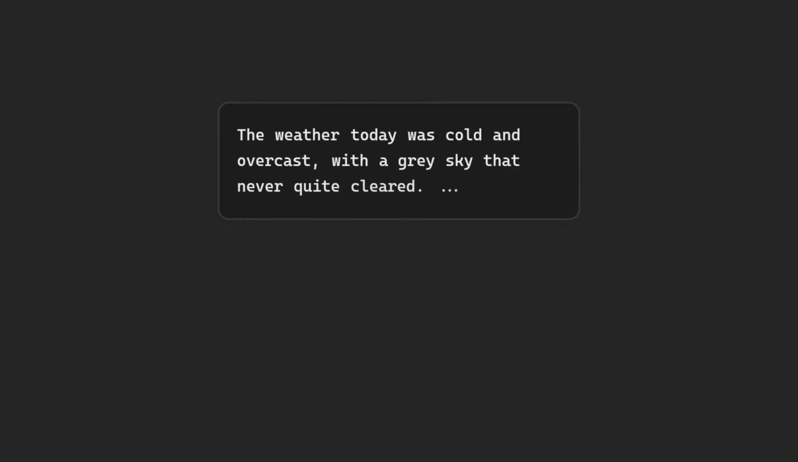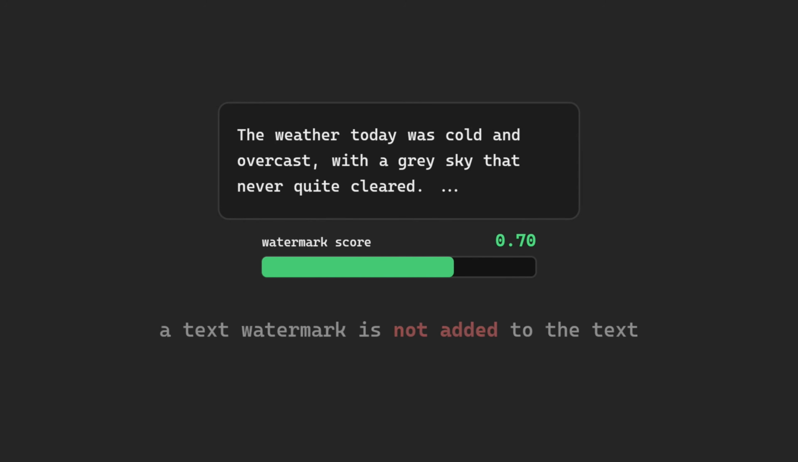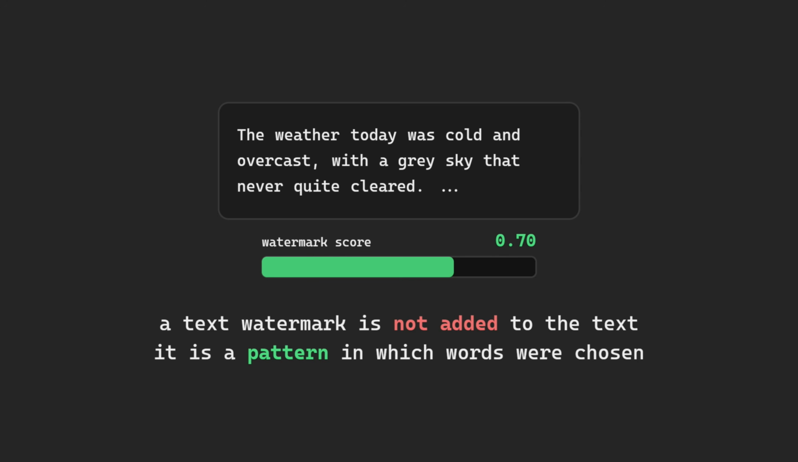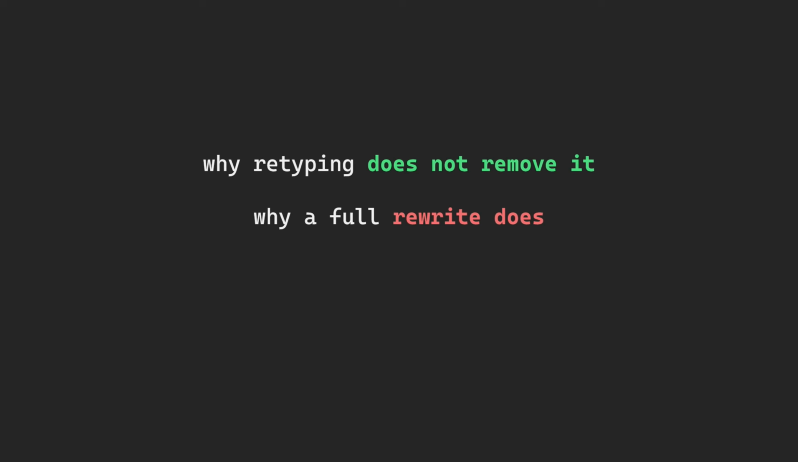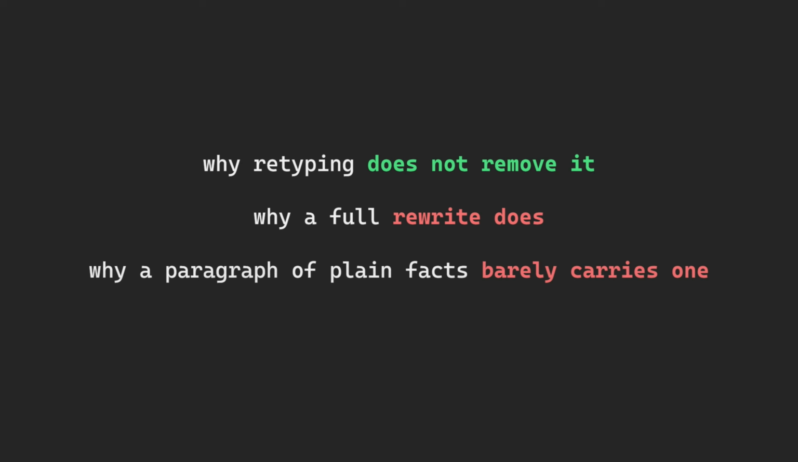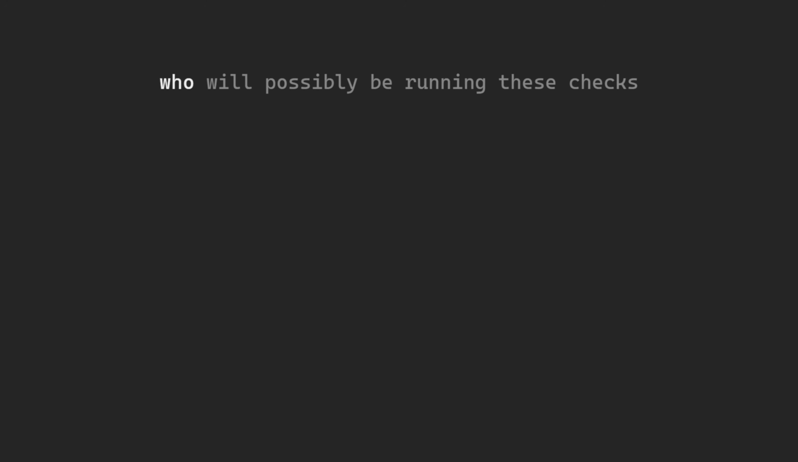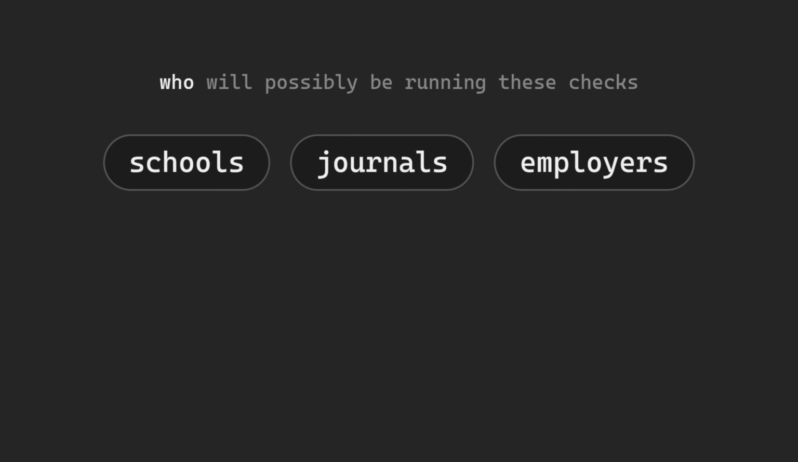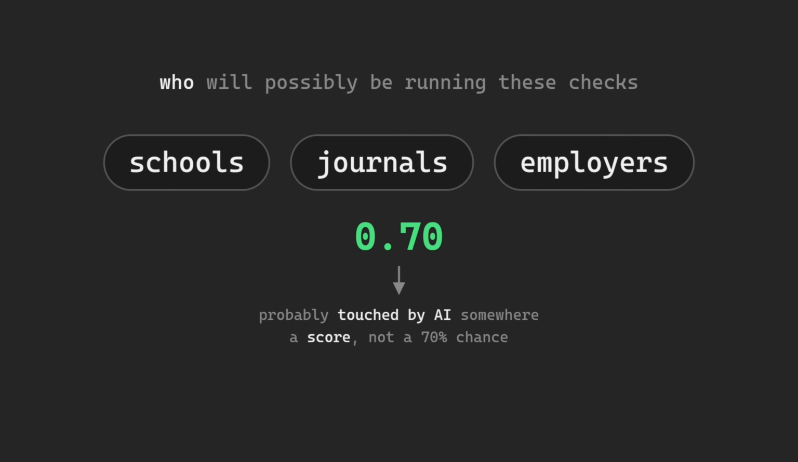So, back to the sentence from the beginning. A text watermark is not added to the text. It is a pattern in which words were chosen. That is why retyping does not remove it, why a full rewrite does, and why a paragraph of plain facts barely carries one. And one thing worth keeping in mind is who will possibly be running these checks: schools, journals, employers, among others, once that detection API ships. So, for everybody using this tool, it is worth remembering that this number only says the text was probably touched by Claude somewhere. It does not say who wrote it.